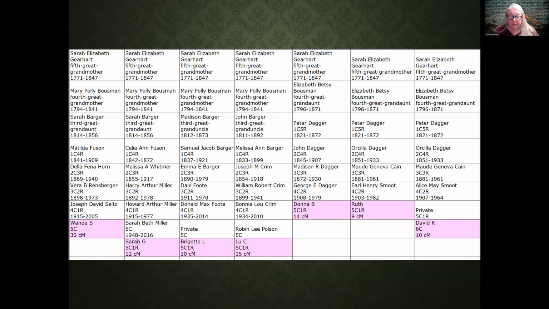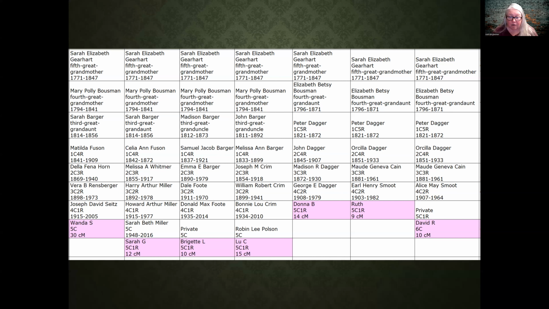Now, Joseph may have autosomally DNA tested, but I don't think so. He's not showing up in through lines. Look at the next column. There's Harry and a Howard. So nope, Sarah is not a mitochondrial DNA match there. Sarah G at the bottom. Let's look at Bridget at the bottom. Well, she's got Donald, Dale, Samuel, so no.